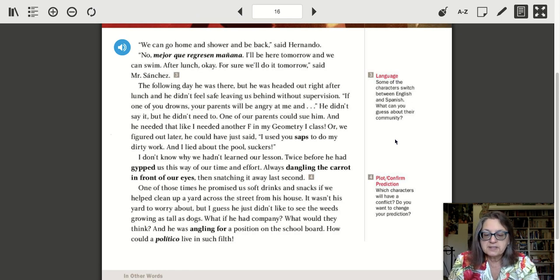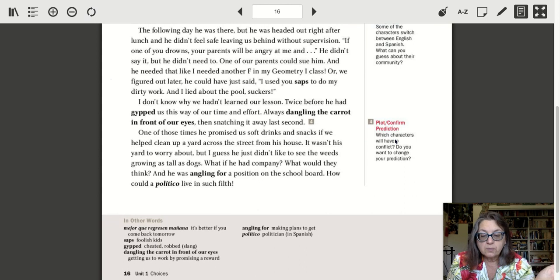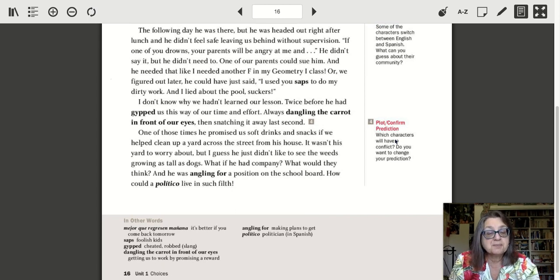One of those times he promised us soft drinks and snacks if we helped clean up a yard across the street from his house. It wasn't even his yard to worry about, but I guess he just didn't like to see the weeds growing as tall as dogs. What if he had company? What would they think? And he was angling for a position on the school board, so he wanted people to vote for him. How could a politico live in such filth?